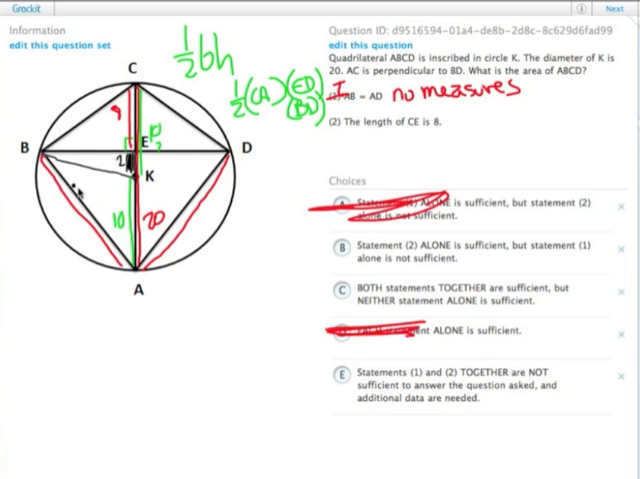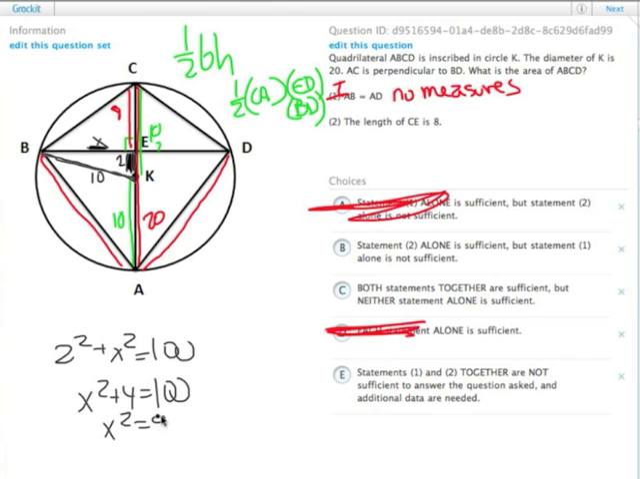And we know that KB is also the radius of the circle. So we made this triangle. We have one side which is 2. BK is a radius of the circle, which we've already established is 10. From here we could use the Pythagorean theorem. 2 squared plus whatever this side is squared will equal 10 squared. We'll call it x. So 2 squared plus x squared equals 100. X squared plus 4 equals 100. Therefore, x squared equals 96, and x equals the square root of 96.